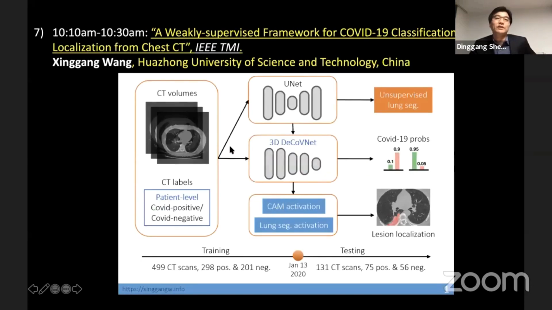So the final paper for today, actually, is from Dr. Xinggang Wang from Huazhong University of Science and Technology, actually from Wuhan. So he started working very early, in early January, early February, on this work. So his method basically says, okay, if you have the CT images, I want to do the diagnosis. But in the meanwhile, I also want to segment the lungs using unsupervised segmentation. Then all the features used for diagnosis can be obtained from the segmented lung. Also, in the meanwhile, this algorithm can automatically estimate lesions in the CT. So this is like a lesion localization.